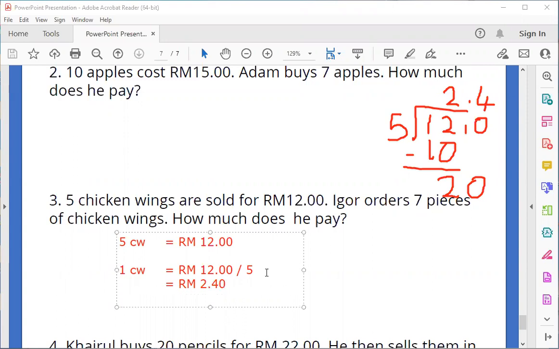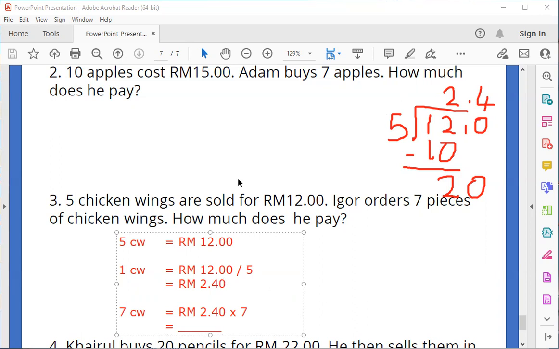And how many chicken wings does Ego order? Any number. For example, in this case, 7 chicken wings. And what do you do? Multiply. That's right. $2.40, 2 ringgit and 40 cents multiplied by 7. Do it in whichever method you are comfortable with, whether it's the standard written method or the lattice method, and get your answer. That's how you do these questions.